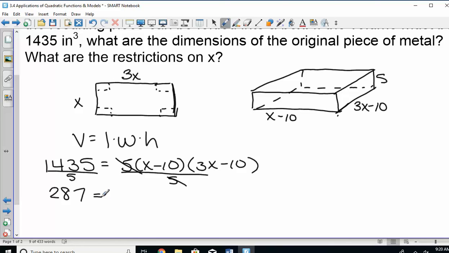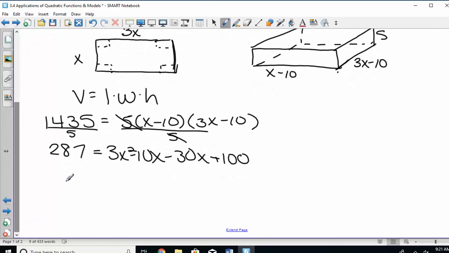Okay, I'm going to go ahead and FOIL that out. So we get 3x squared minus 10x minus 30x plus 100. I'm going to subtract over my 287 because we want to set our quadratic equal to 0.